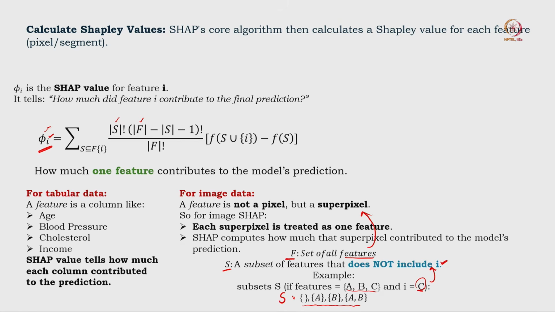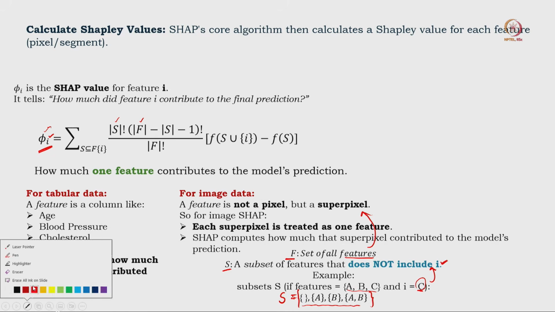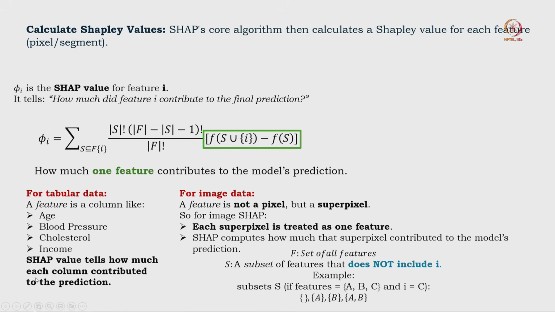So, there are 2 terms we have defined, one is F, the second is S. F is the set of all features, and the features here are superpixels, and S is a subset of features that does not include i. For example, if you take F as A, B, C and i is C, then all those sets where there is no term C are the subsets S. I hope these 2 terms are clear. Then let us look into the next 2 important terms in this formula.